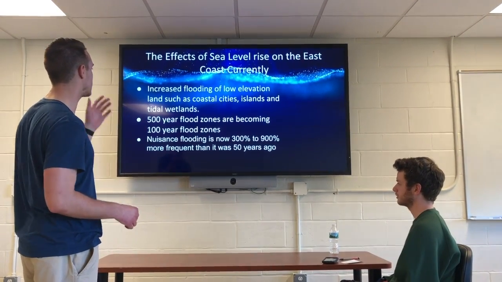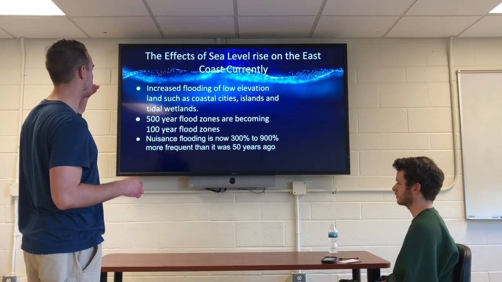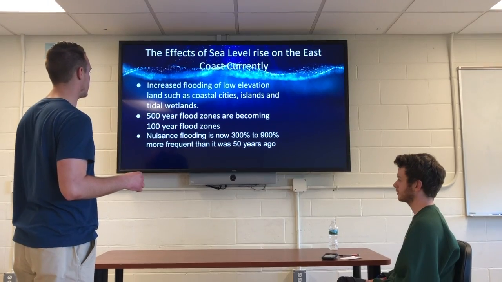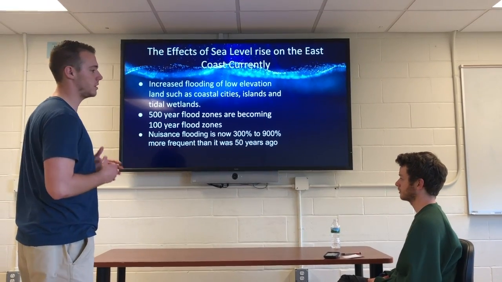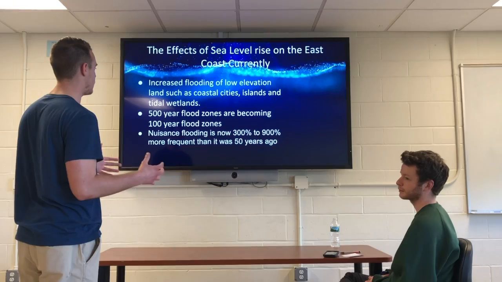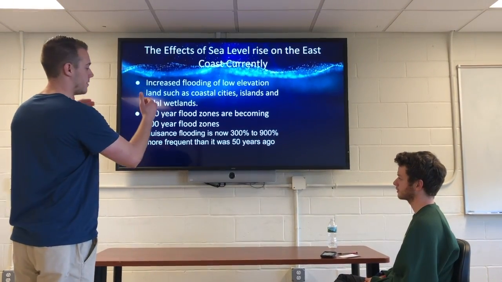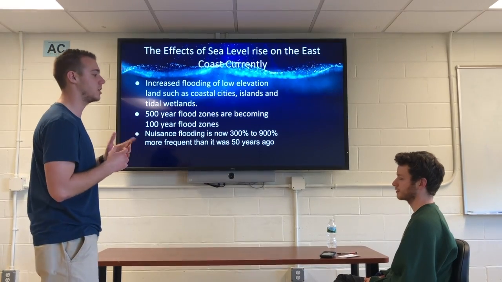500-year flood zones are becoming 100-year flood zones. So a bad flood that would happen once every 500 years is now going to happen most likely once every 100 years. One bad flood every 100 years was bad enough. 500 years is terrible. Now the 500-year flood is possibly going to happen every 100 years.